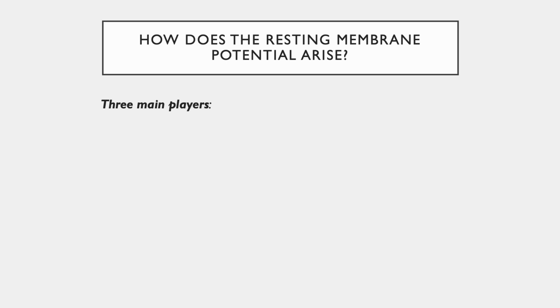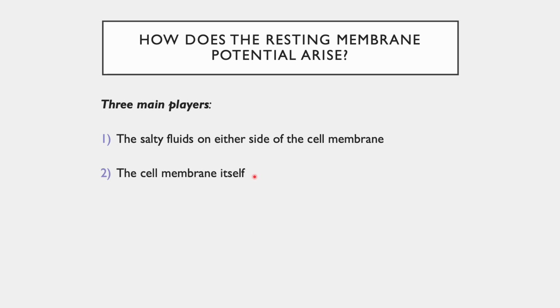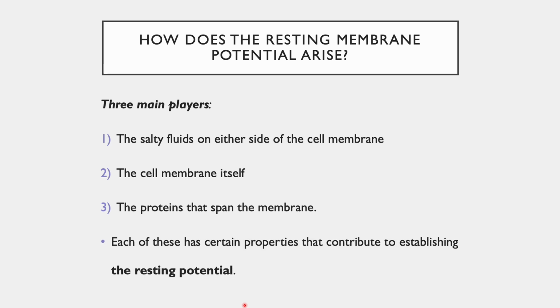There are three main players that play a really important role in the resting membrane potential of a neuron. First, the salty fluids on either side of the cell membrane. So remember, that includes the extracellular fluid that bathes the neuron and the cytosol inside of the cell. Second, the cell membrane itself, which is the phospholipid bilayer, and the protein that spans the membrane. We're going to talk about specialized channels and receptors that sit inside of the membrane and help regulate the amount of ions that come in and out of the cell. Each of these has properties that establish a resting potential.